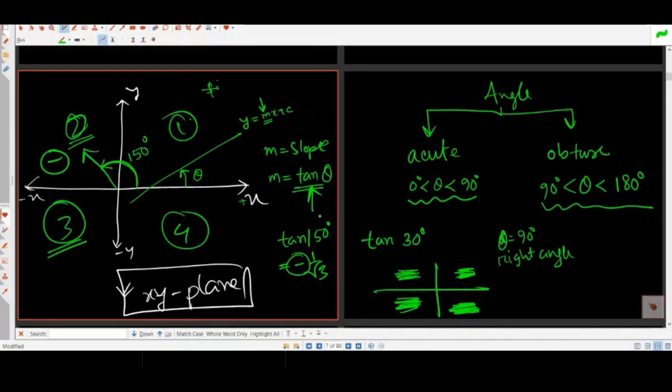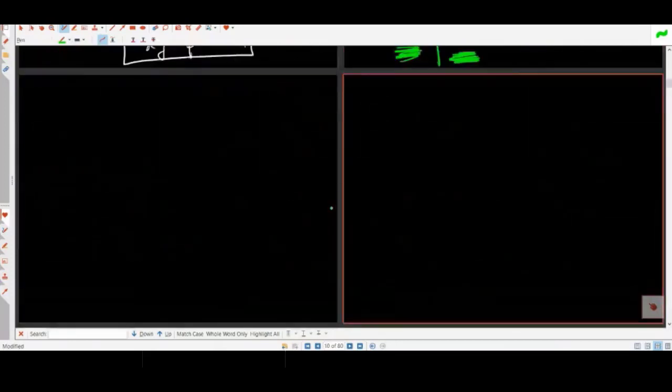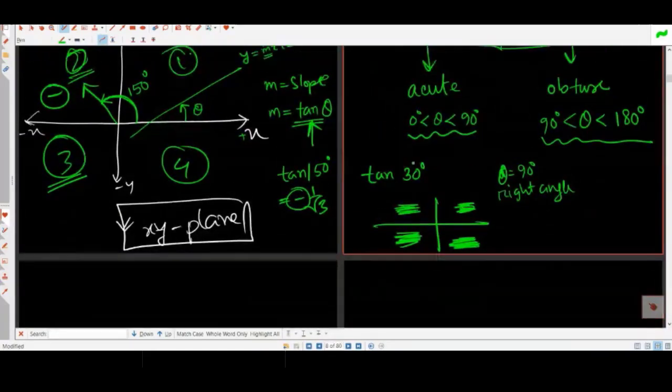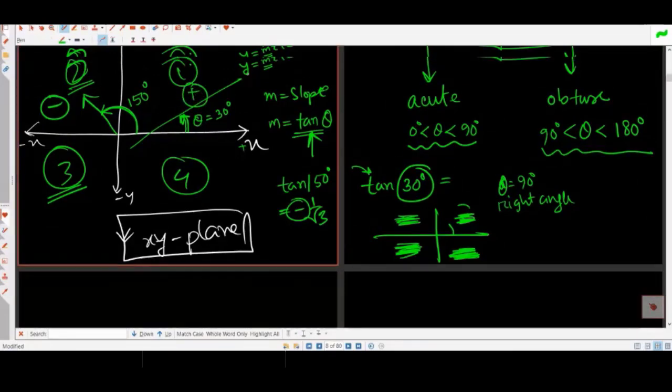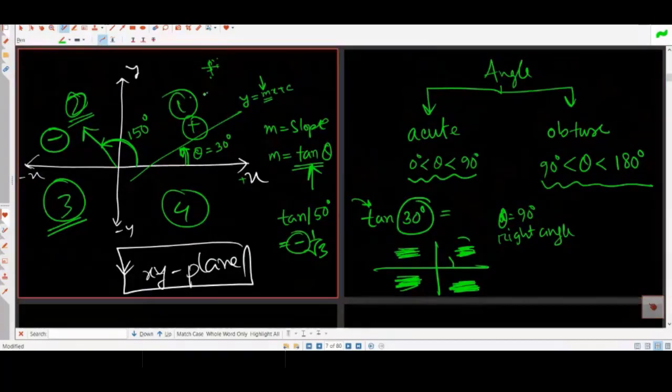So let's try with another angle from first quadrant. Let's say tan 30 degree. That means the angle that we have is in the first quadrant. So it is about 30 degree. So let's try to figure out what is the value of tan 30 degree. So it will always be positive because in first quadrant, sine theta, cosine theta, tan theta, and cosecant theta, secant theta, cotangent theta, all that are positive. So in that sense, we can say tan theta is also positive.